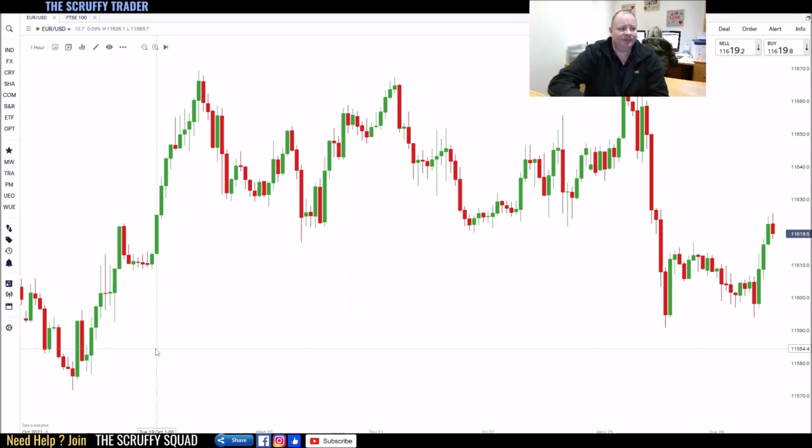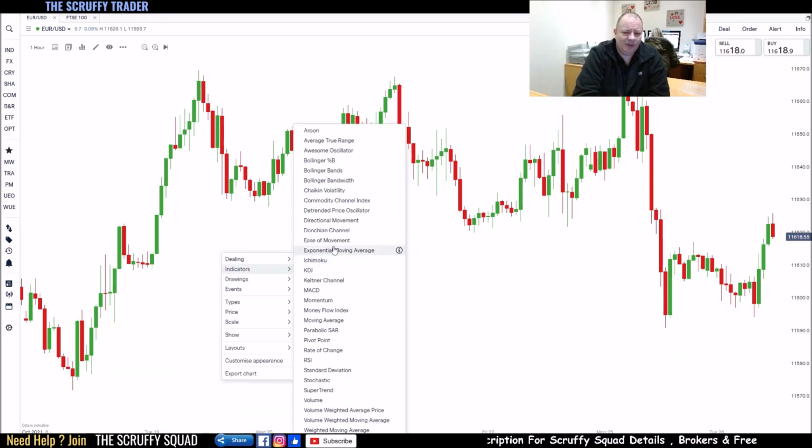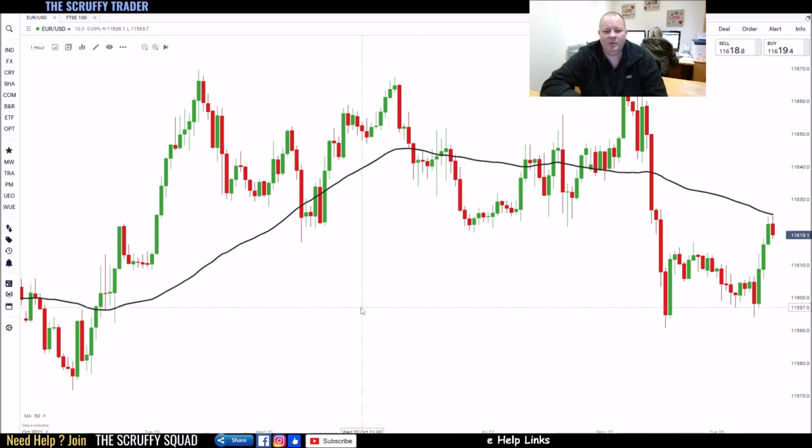So this is just a normal chart, euro dollar on an hour. And how can a moving average help this? Well, I think first of all you need to understand what a moving average is. Moving averages are basically just a line on the chart. So if I pull up a moving average, just there, I'll thicken it up so you can see it. Help if I was on the right one. There you go. That's a 50 moving average.